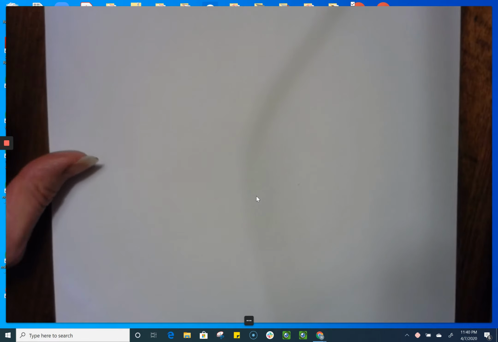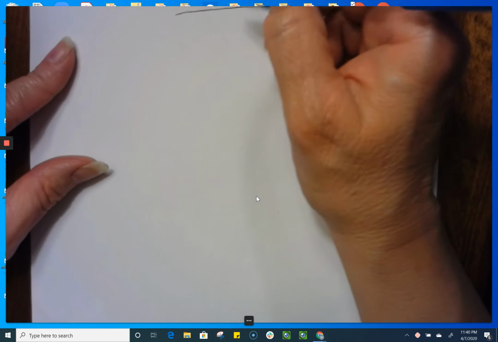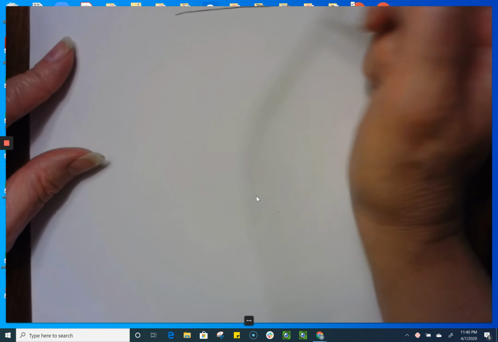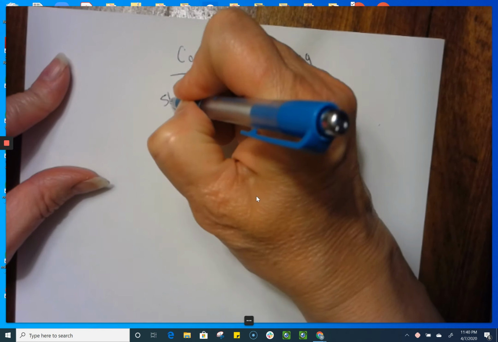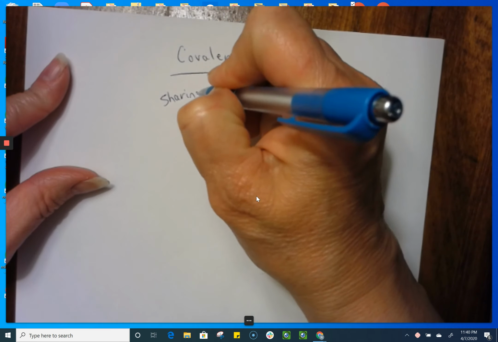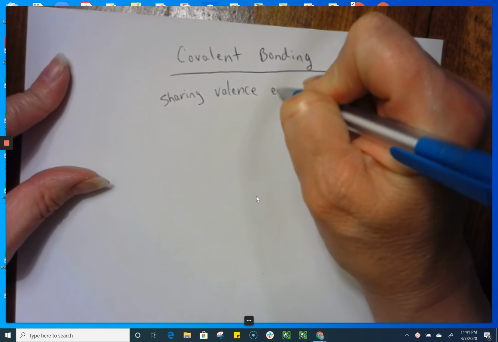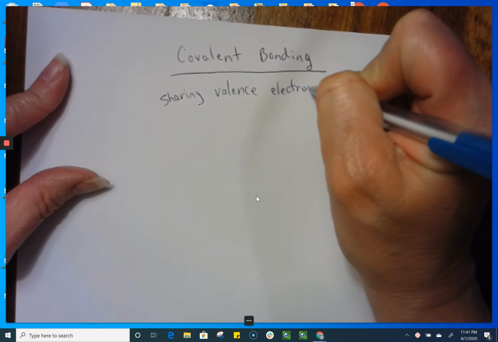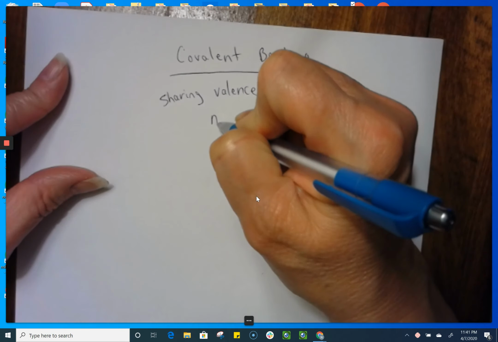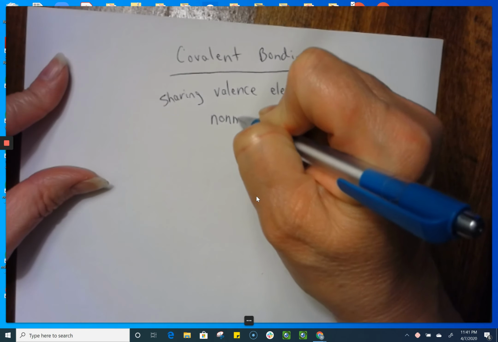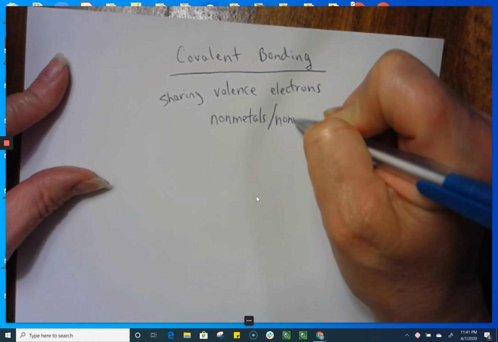The covalent bonds: co referring to sharing, valent referring to the valence electrons. So this is going to be sharing valence electrons, which, remember, the valence electrons are just the electrons in the outer shell. And this basically happens between nonmetals and other nonmetals.